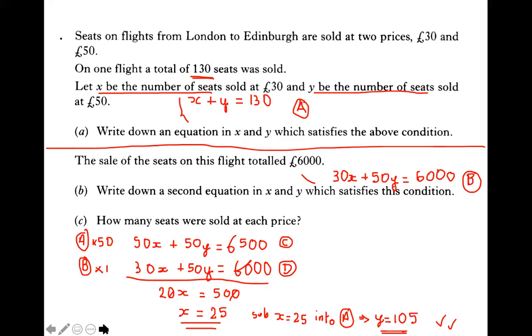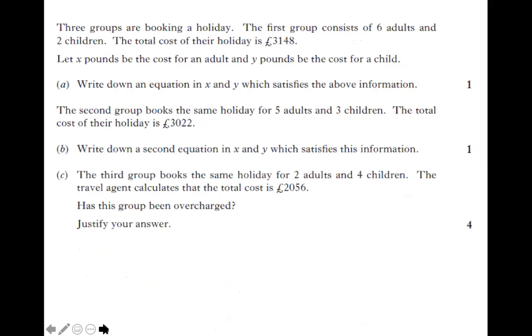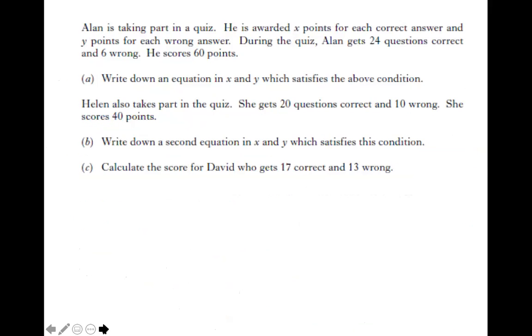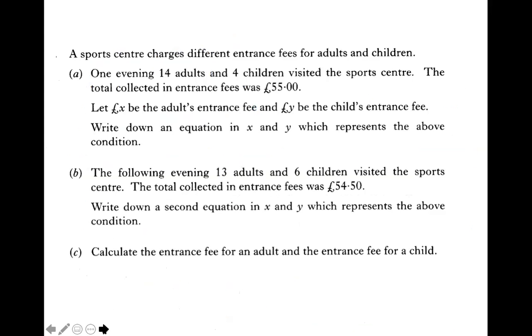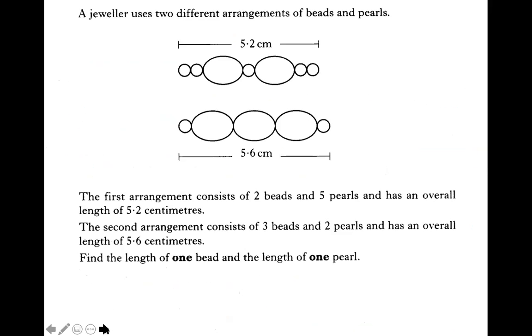Okay. So that was a tough problem because it involves a lot of understanding. This is probably very similar. X pounds is the cost for an adult. This is the typical type of question you get, and then you can check if one group has been overcharged or not. Justify your answer. Another one, taking part in a quiz. So again, we see these questions coming. If you get the chance to have a go at some of them, if you're stuck, just let me know.